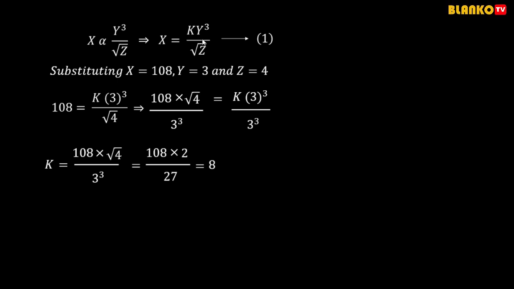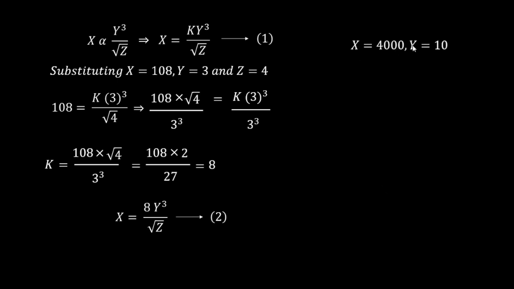Alright, so equation 1, which was x equals k multiplying y cube over the square root of z, now becomes x equals 8 multiplying y cube over the square root of z. I hope you understand. We can name this equation 2.